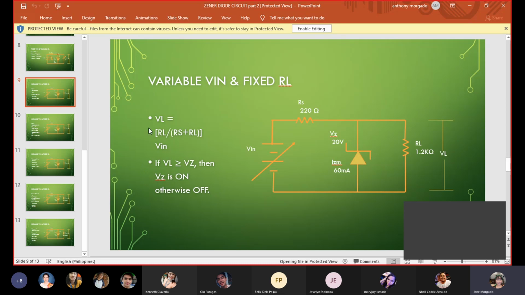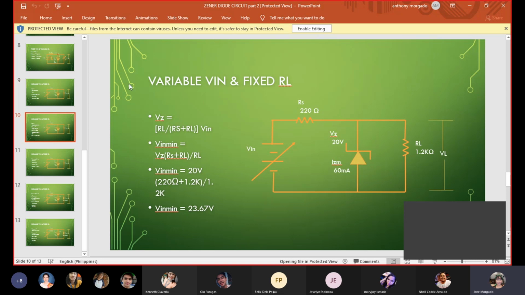So the VL, the voltage across RL, should still be at least equal to VZ to turn on. This time, we have VZ of 20 volts, IZM of 60 milliampere, RS of 220 ohms, and RL of 1.2K. So our V in should be sufficient to turn on the VZ. This is the value of V in that we are finding. To turn on VZ, our VL should be equal to VZ. Let's see on the next slide.